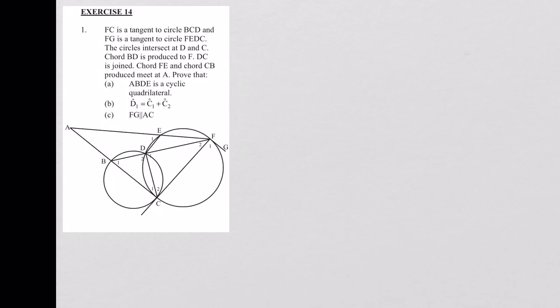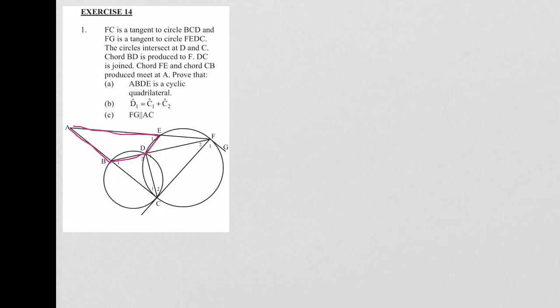But question A is to prove that ABDE is a cyclic quadrilateral. So I'm going to highlight ABDE just for now. So in pink, AB, B to D, D to E, and then back to A. So that's the shape that they're asking you to prove is a cyclic quad.